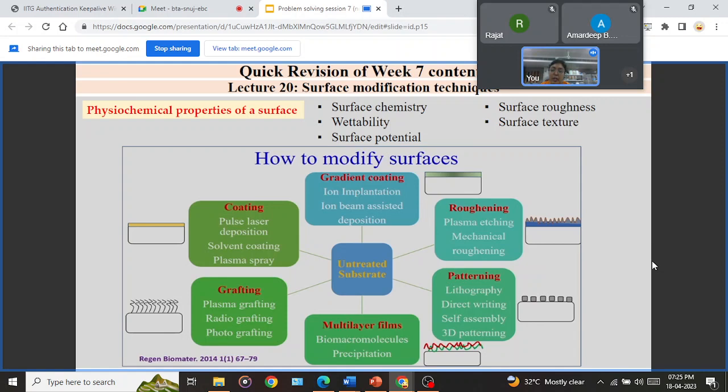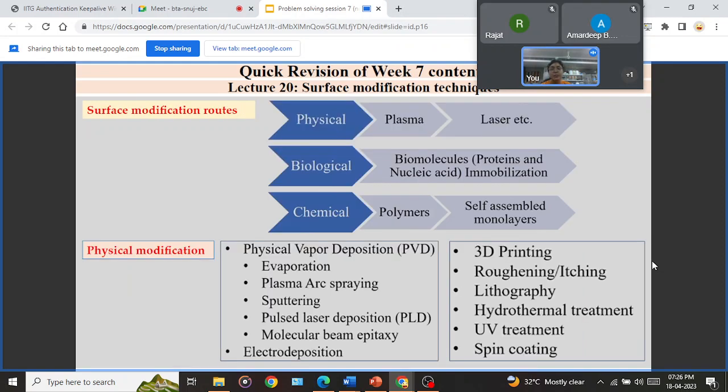Apart from that, coating, as we discussed, like polymer coating, solvent coating, plasma spray, grafting, like plasma grafting, radio grafting, photo grafting, and multi-layer films involving biological methods like biomacromolecules. Like if we coat the biomaterial with various lipids or proteins. These are a few of the methods to modify the surfaces. So we can discuss one by one.